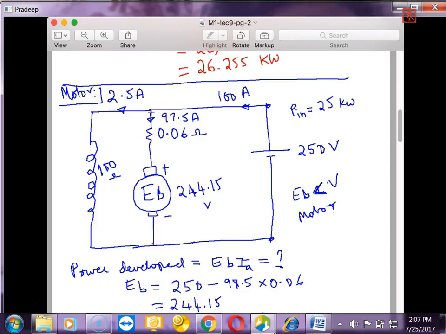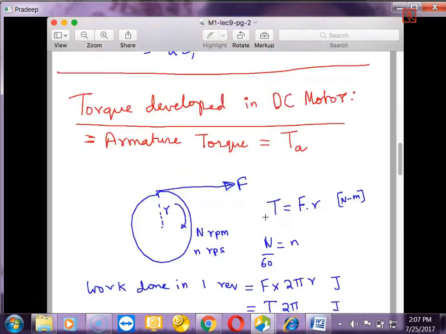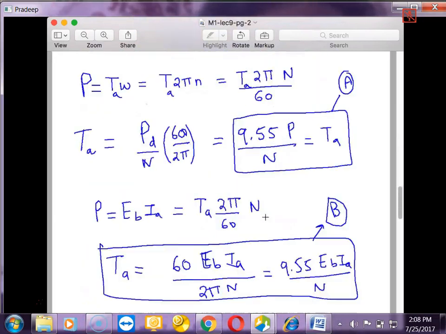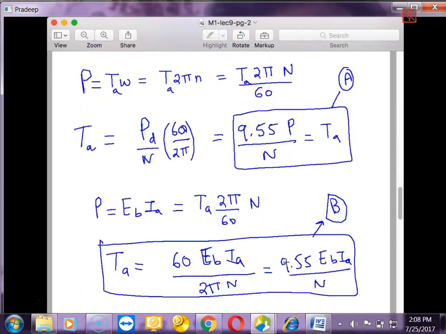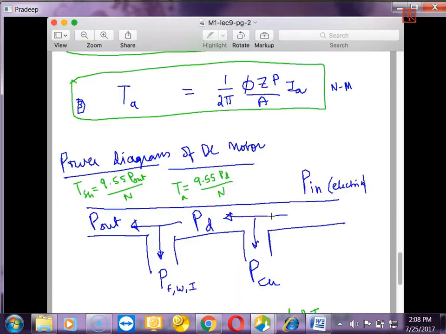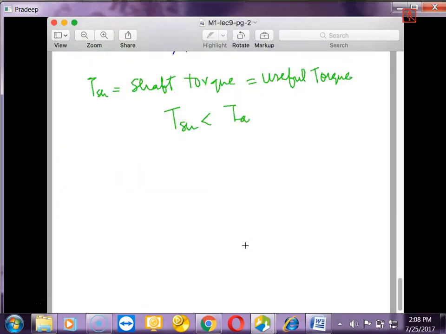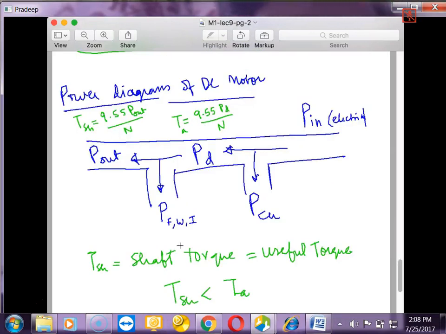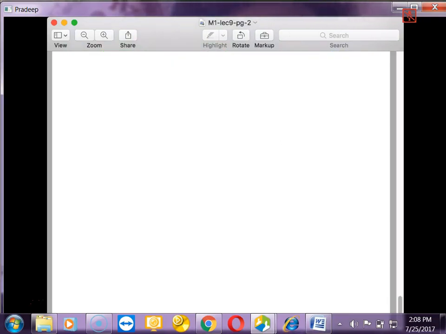So this is a torque developed expression. We had one or two expressions for torque developed, so that is also shown here. And then I think finally we got these three equations for determining the armature torque of a DC machine. After that, again we can use the power diagram to know the shaft torque and the armature torque. If you take the power developed, from that you can find the armature torque, and if you take the power output, from that you can find the shaft torque. So we had done that.